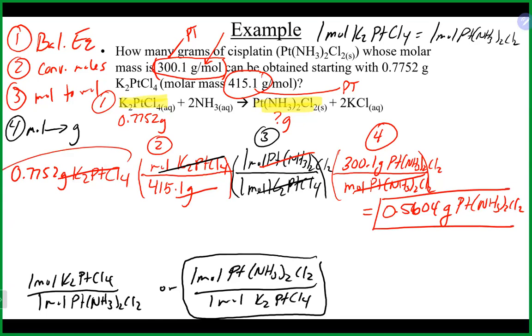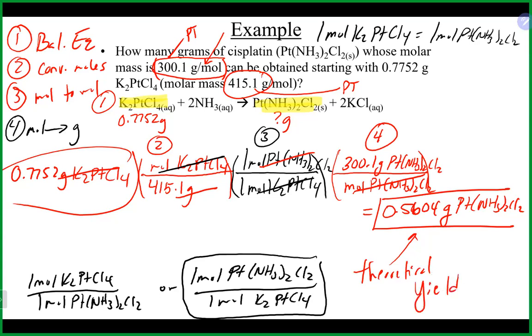Sig fig wise, based really off of that first number there, as everything else is probably considered an exact number. And once again, this is a product, and whenever you calculate how much product that you would produce based off the equation and the starting material or amount, that is also sometimes referred to as the theoretical yield.